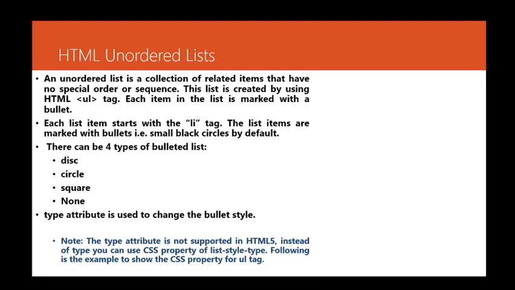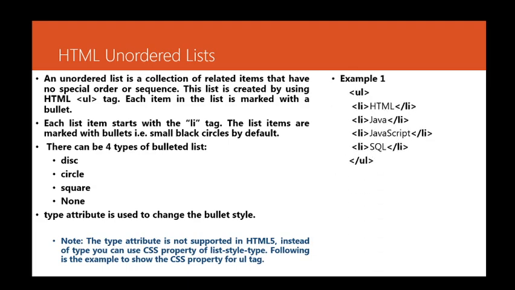In order to change a given bullet style, we would use the type attribute, but the type attribute is no longer supported in HTML5. If we want to change the list style, we'll use CSS for that. We'll discuss CSS once we are through with our HTML section. So I'll show you one example. For example, I want to show all the topics which we will be studying in a scripting language subject.